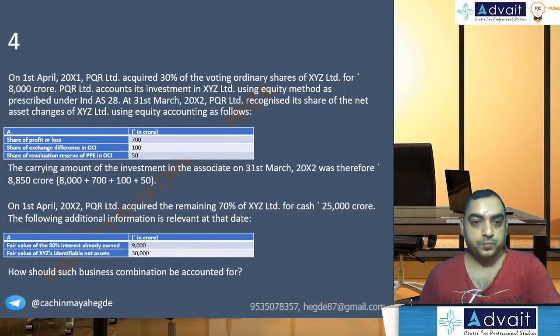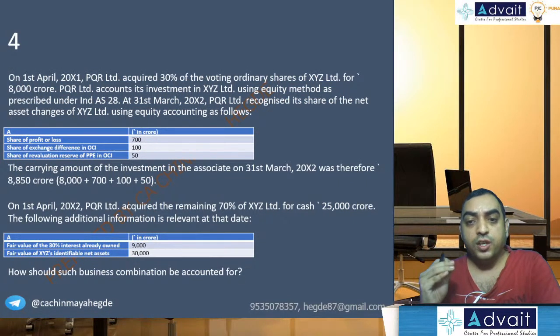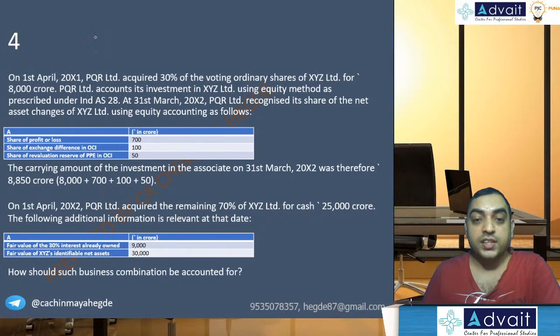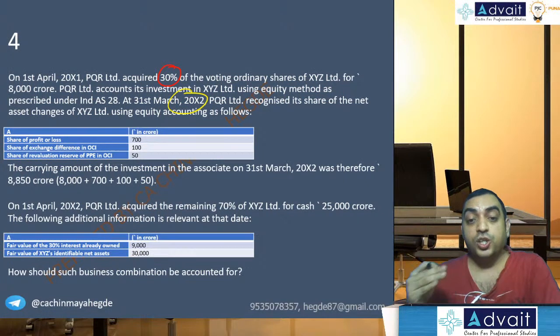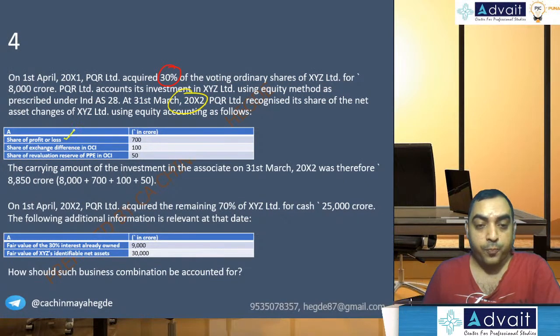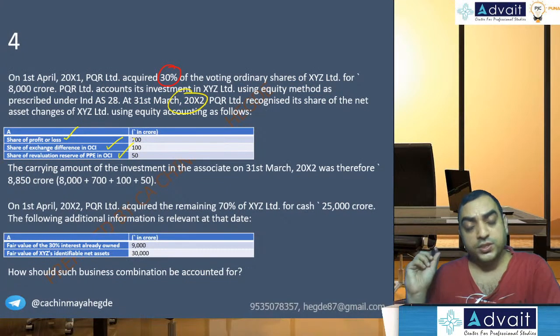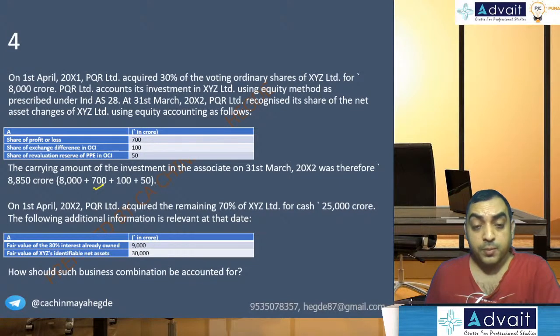Okay, please read the problem. On 1st April 2001, PQR Limited acquired 30% of the voting ordinary shares of XYZ Limited for 8,000 crores. 30% acquired means PQR Limited accounts for its investment using the equity method as prescribed under Ind AS 28. On 31st March 2002, at the year end, PQR Limited recognized its share of net asset changes of XYZ Limited using equity accounting as follows: share of profit and loss, share of exchange difference in OCI, share of revaluation reserve in OCI. The carrying amount of investment in associates on 31st March 2002 was therefore 8,000 plus 700 plus 100 plus 50, which means 8,850.